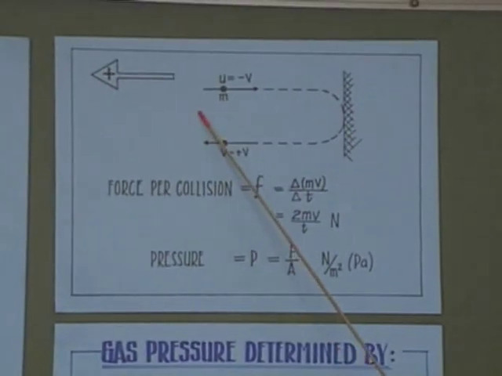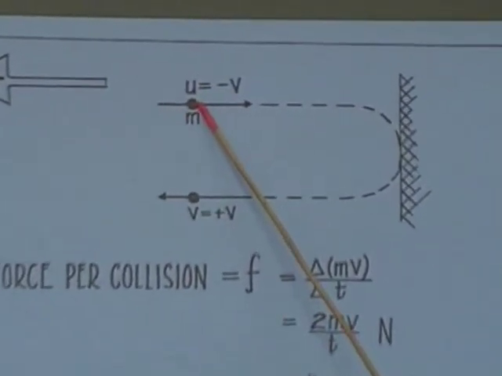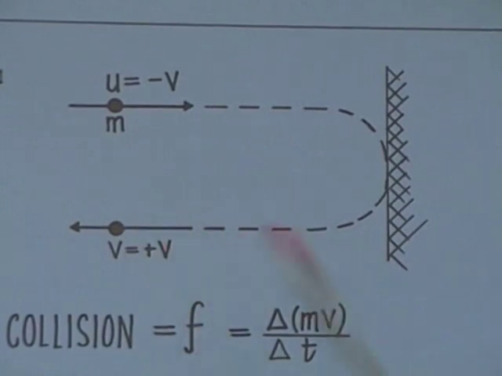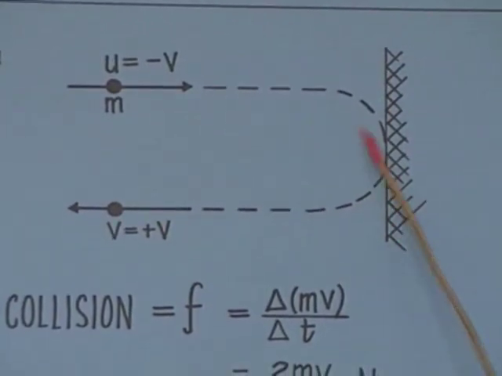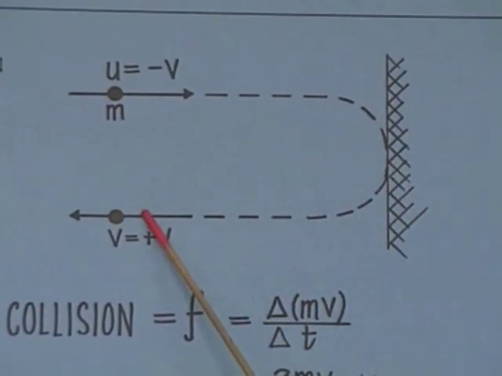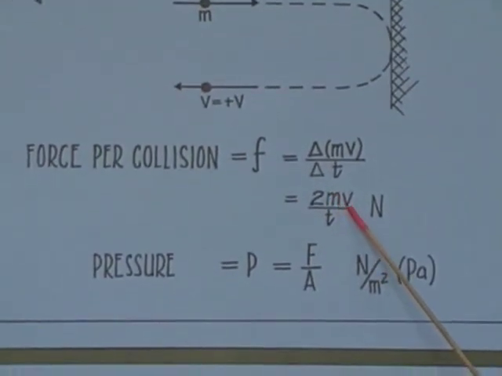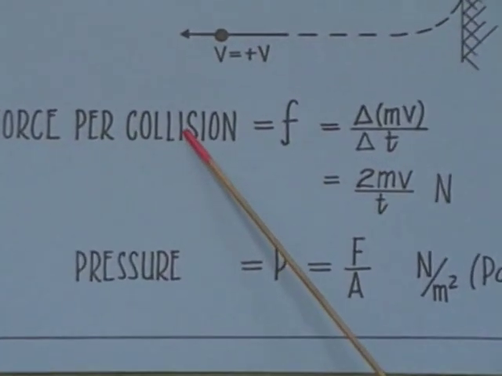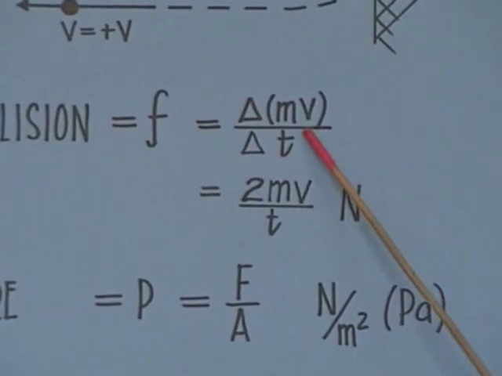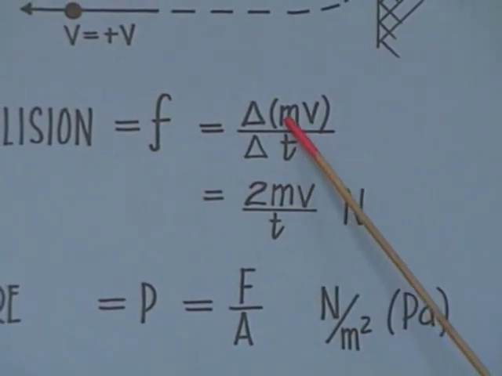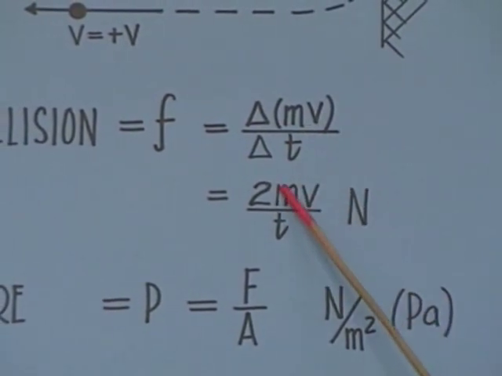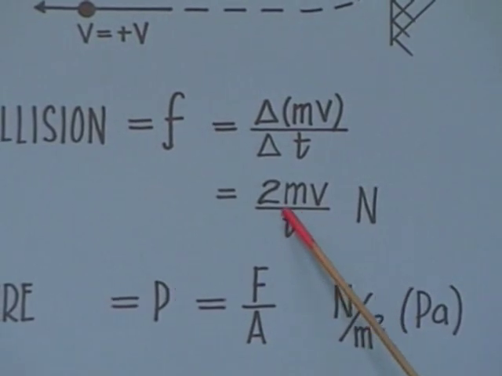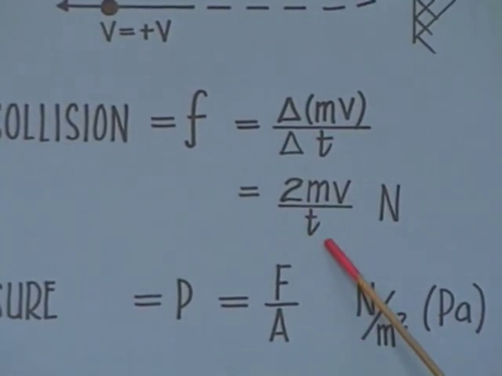Now, gases exert pressure due to numerous collisions of the molecules against the walls of the container. Each colliding molecule undergoes a change in momentum of 2 times the mass of the molecule times the velocity of the molecule. And the force per colliding molecule is given by the change in momentum divided by the time. In other words, the change in momentum per unit time, which is 2mv divided by the time of the interaction during the collision.